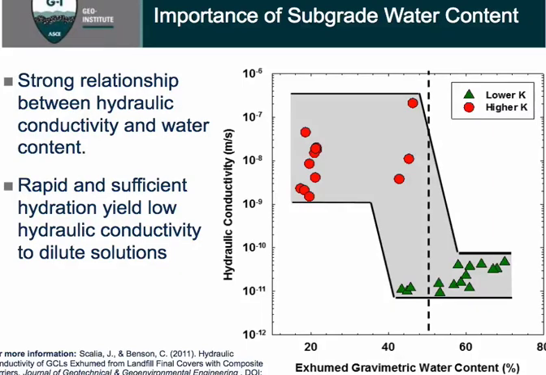So hydraulic conductivity here, we have higher hydraulic conductivity when we have lower GCL water contents as exhumed from the field, and we have low hydraulic conductivities when the GCL had a high water content. So what we observed was if we had rapid hydration, sufficient hydration in the field, we got a low hydraulic conductivity to dilute solutions, and there was a strong relationship between hydraulic conductivity and water content.